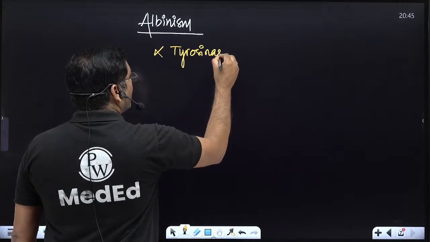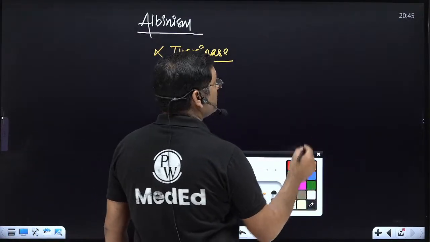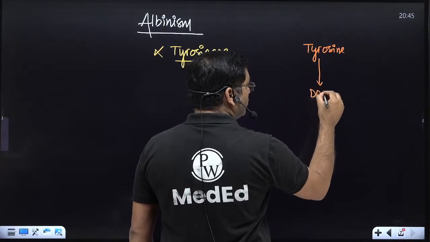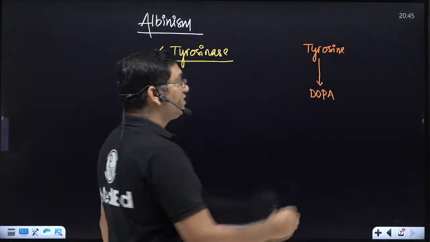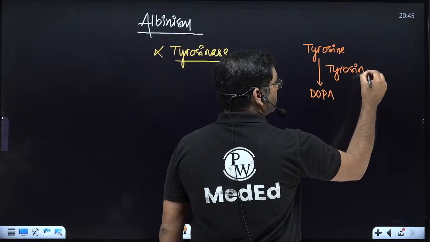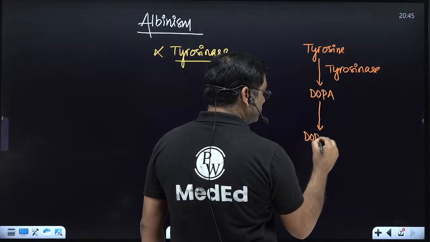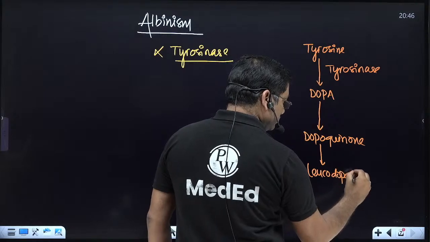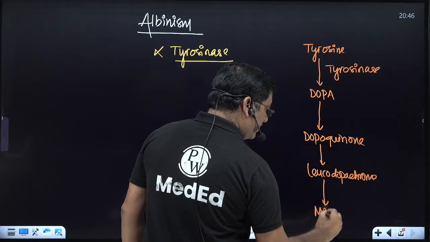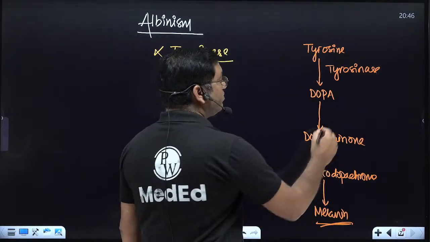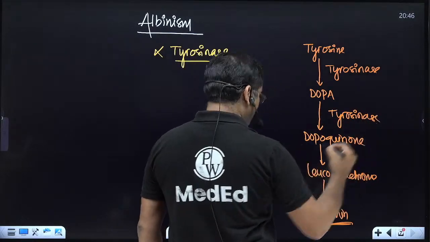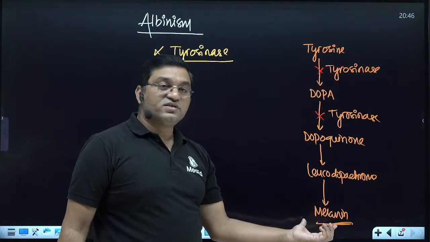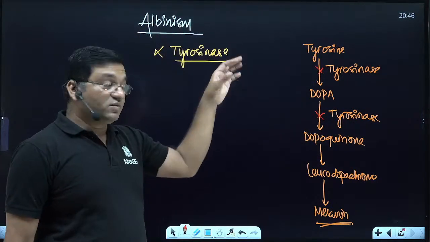How does melanin synthesis occur? This is the pathway for melanin synthesis in which tyrosine is converted into DOPA, that is dihydroxyphenylalanine, by tyrosinase. DOPA is converted into dopaquinone, which is converted into leukodopachrome, and that will give you melanin, red melanin and black melanin. So in melanin synthesis only one enzyme is important, that is tyrosinase, and if there is a defect in tyrosinase activity, it causes albinism. Decreased or defective melanin synthesis is related with albinism.